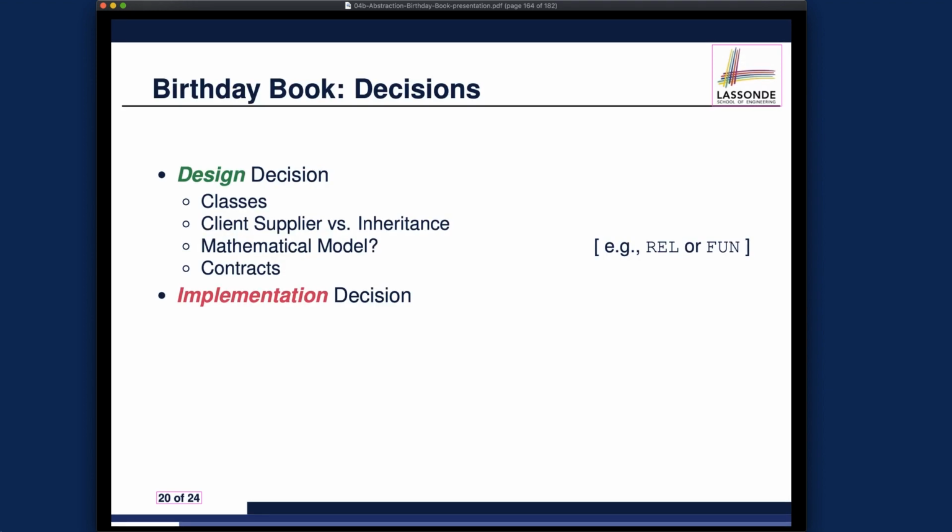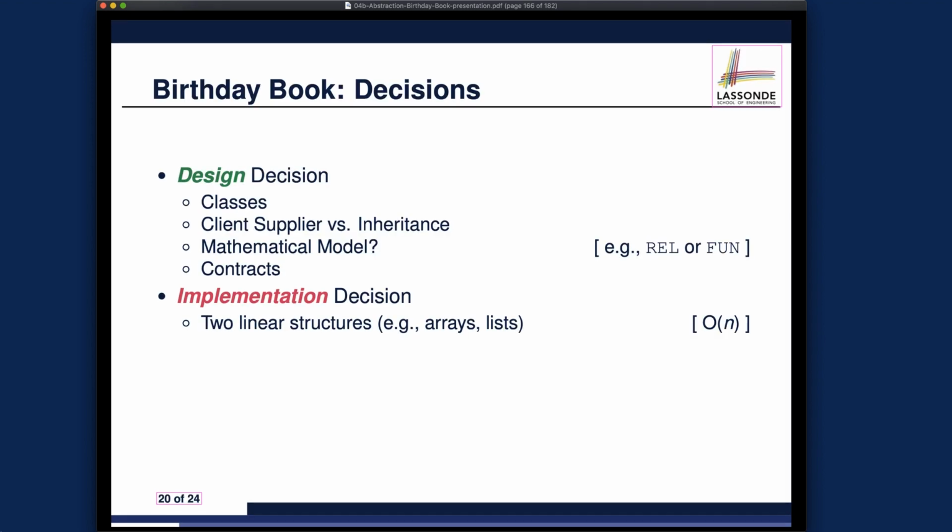So what about implementation decision? Here you want to think about, we can use 2 linear data structures, arrays and lists, to implement. In that case, we know that the running time will just be linear, right? Because every time you want to search, in the worst case, you can go from the beginning of the names array until the end of the names array over here. So that's why it's linear.